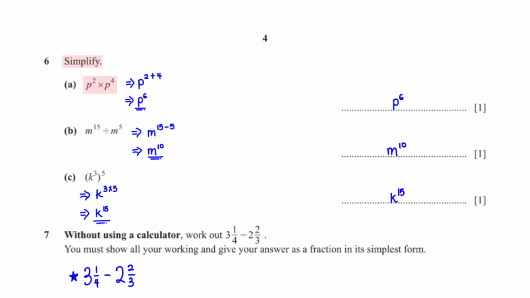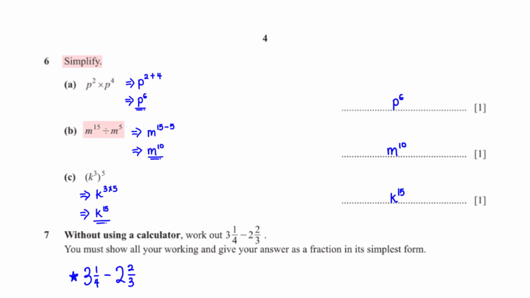Simplify. P raised to the power 2 times P raised to the power 4. The two terms have the same base, and since they are multiplying, their powers add. So we have P raised to the power 2 plus 4. 2 plus 4 is 6, and so our final answer is P raised to the power 6.